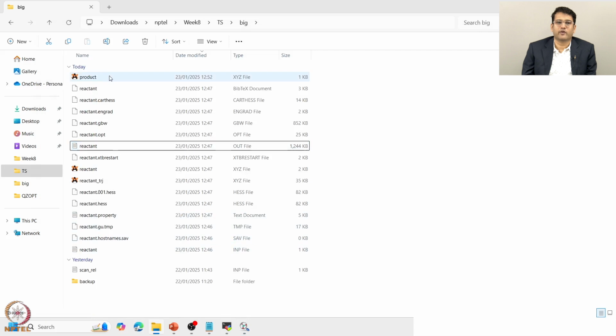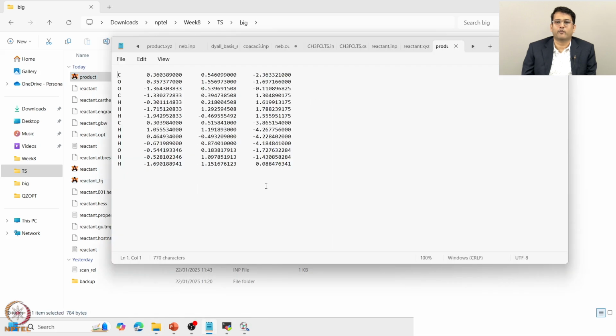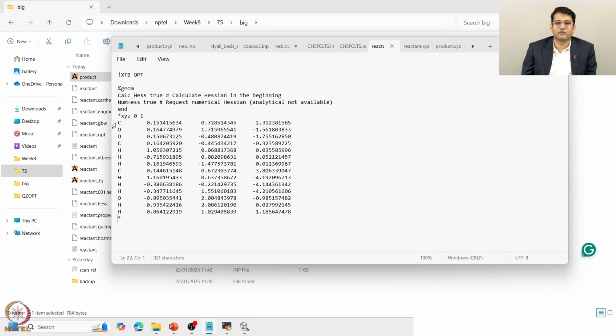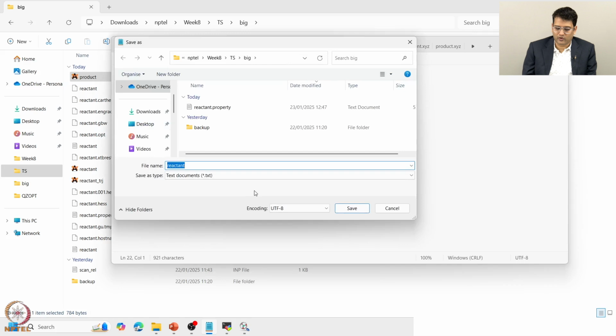So I open the product.xyz. I open it with Notepad. I copy this to one, and I rewrite it as this one and write it as a product.input. So, similar to before, I am making an input file as I did for the reactant.